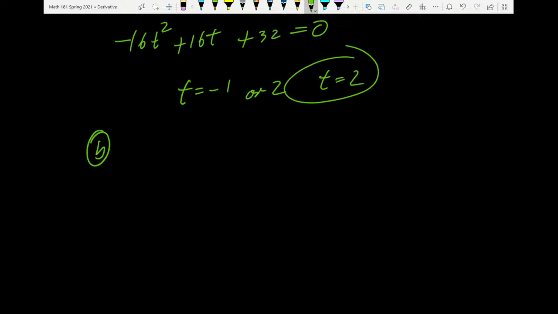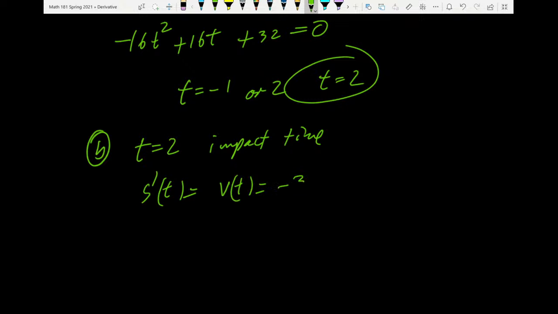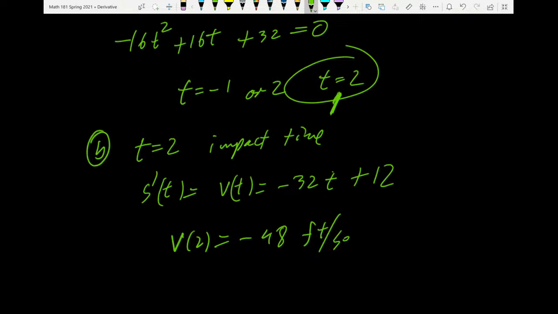So question B comes in. What happens when t equals 2? Impact time. S prime of t equals, that's the velocity, negative 32t plus 16. And we already have the time right over here. V of 2 equals negative 48 feet per second. So that's the speed, and it's going downward. With velocity, you can see positive or negative velocity. Since it's going downward, we have a negative velocity, and it hits the water at negative 48 feet per second.